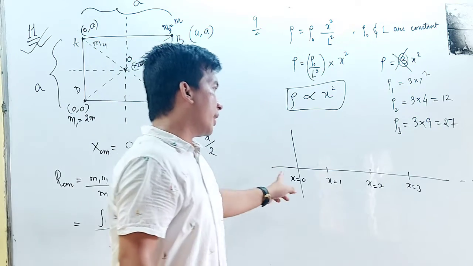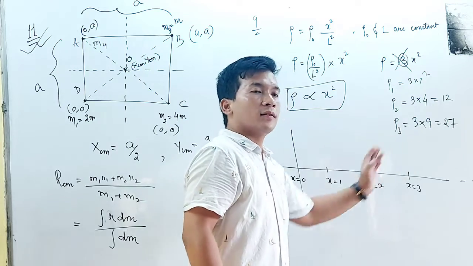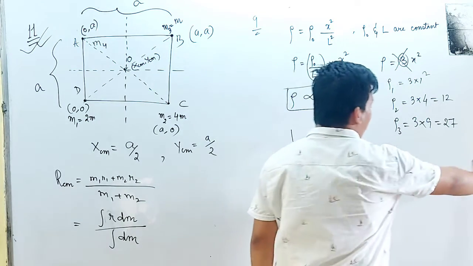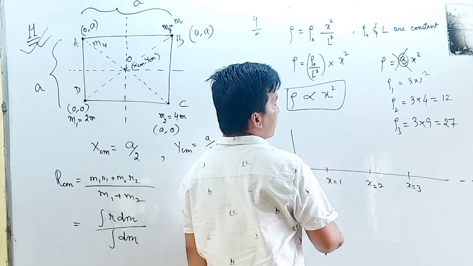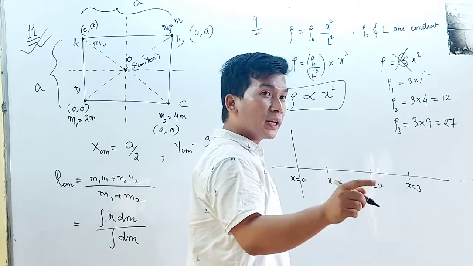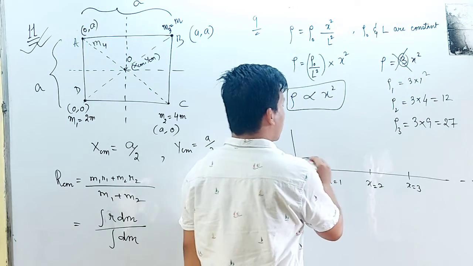As the value of x increases, along the positive x axis, the density increases. So this is a non-uniform rod, and your diagram must be like this.